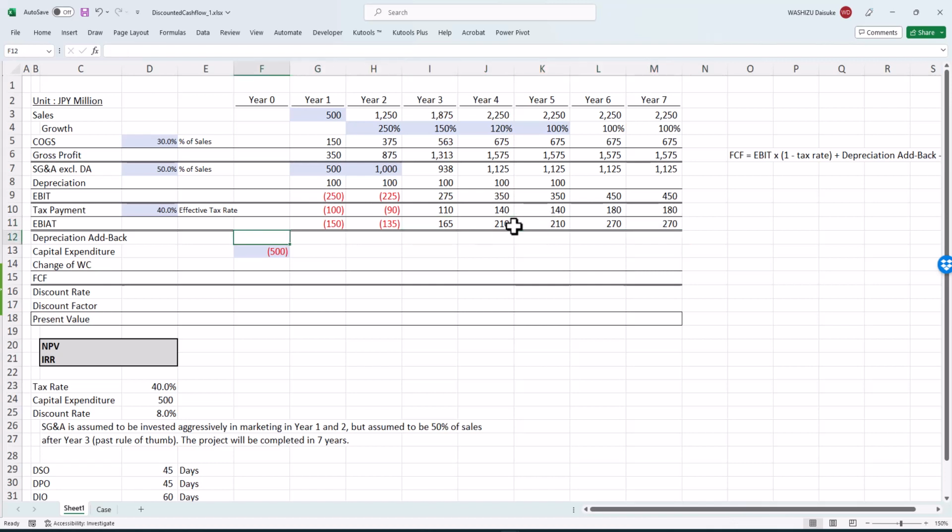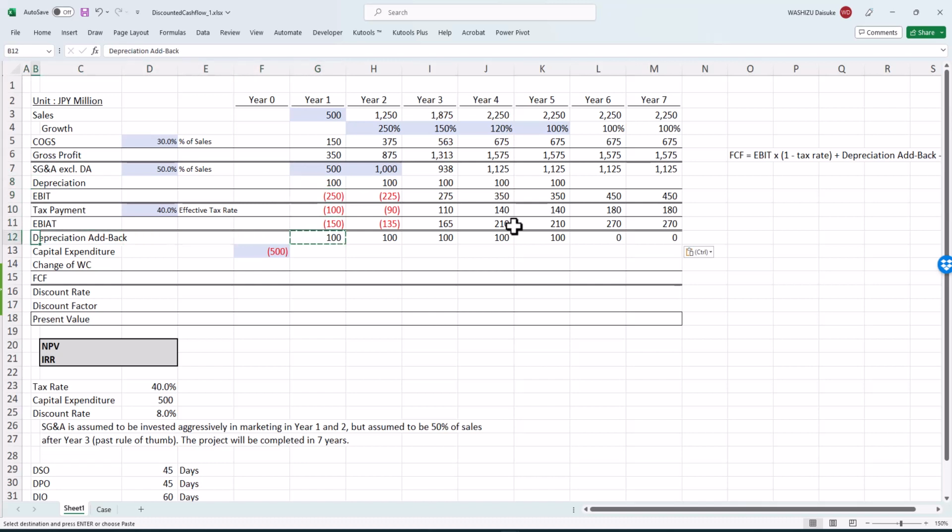Okay, and now move on to the adjustment items. We have a depreciation add back assumption. Just simply trace the depreciation counted in the income statement here.